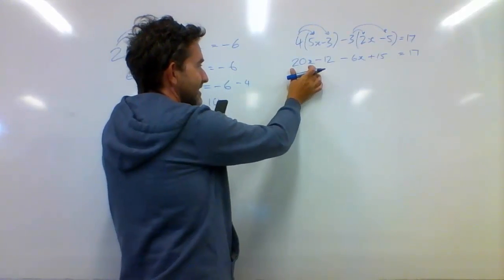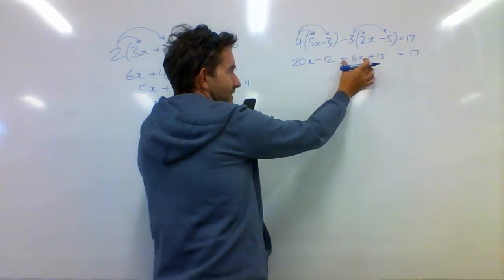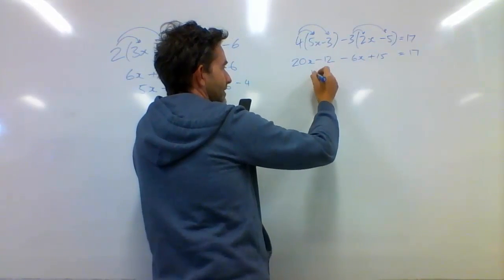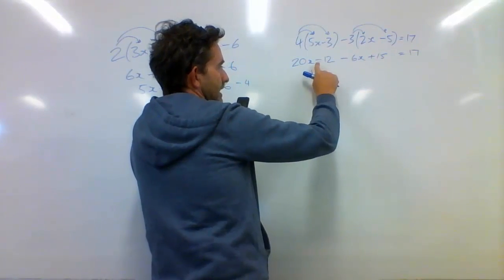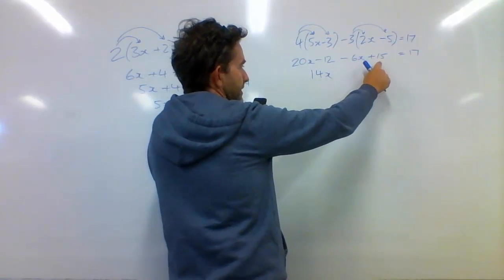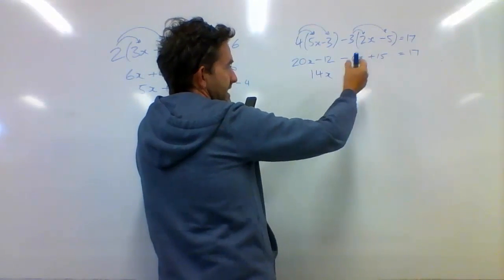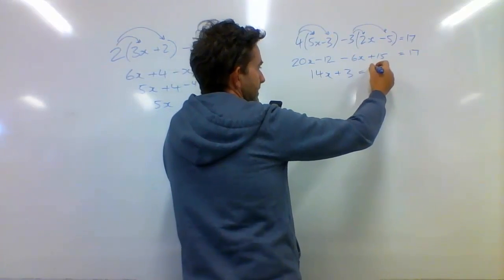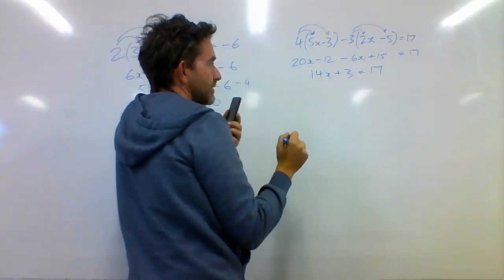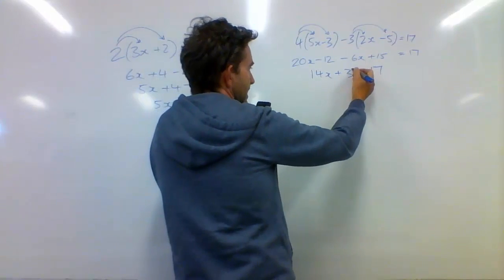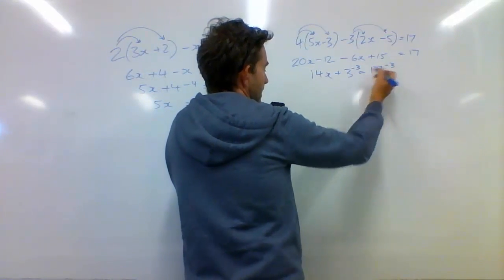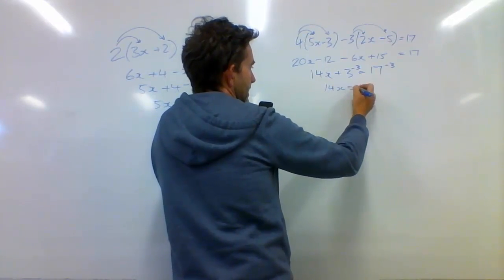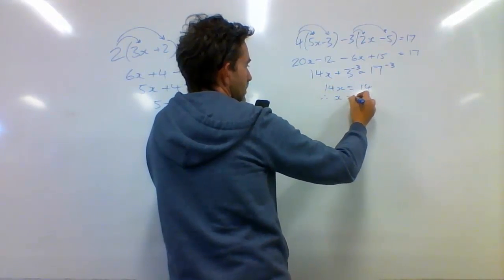Right, next I need to collect like terms. I've got 20x here and negative 6x here. 20x take 6x is positive 14x. Negative 12 plus 15, the same as 15 take 12, is 3. And that's equal to 17. Then I solve, I get that 3 and I subtract from both sides. So 14x equals 14, therefore x equals 1.